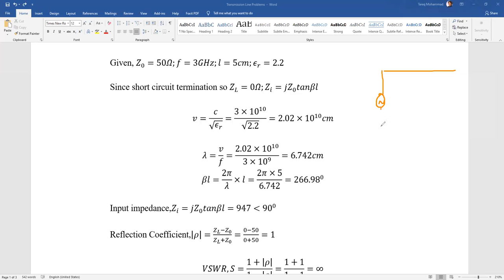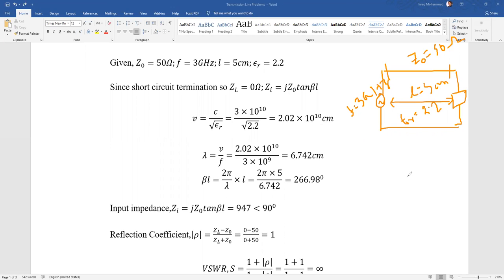As I said before, this time again we draw the signal. Okay, now see that this is the Z naught, which is 50 ohm here. Like again, that is F, which is 3 GHz, and another value is given here. The line length is 5 centimeter, and epsilon r, it is a new thing, 2.2.